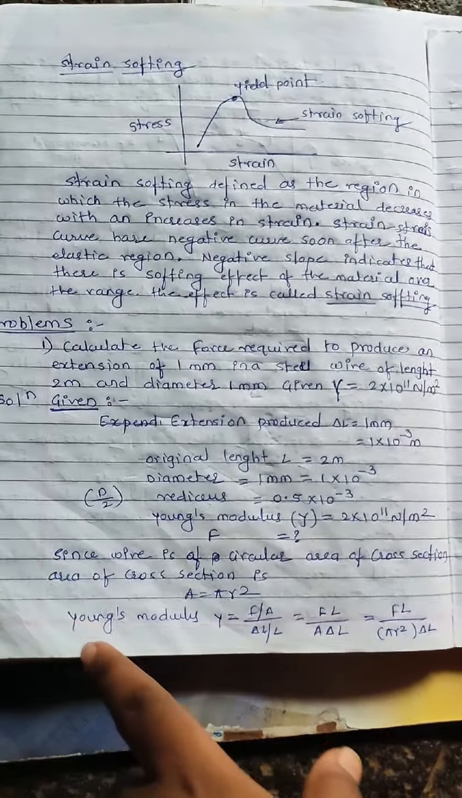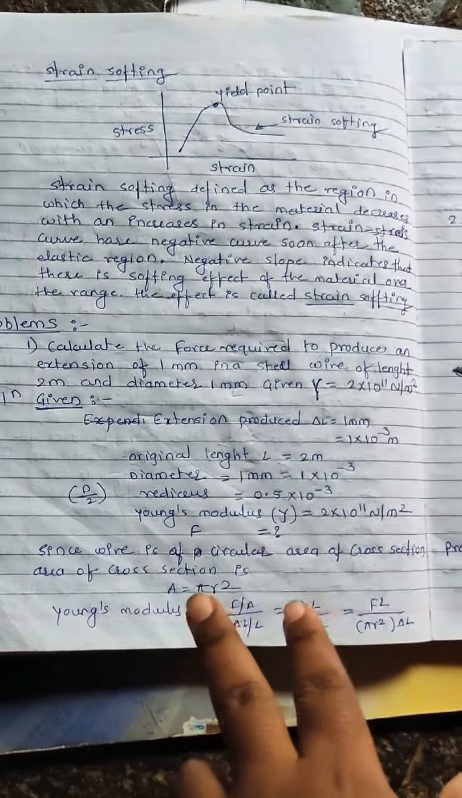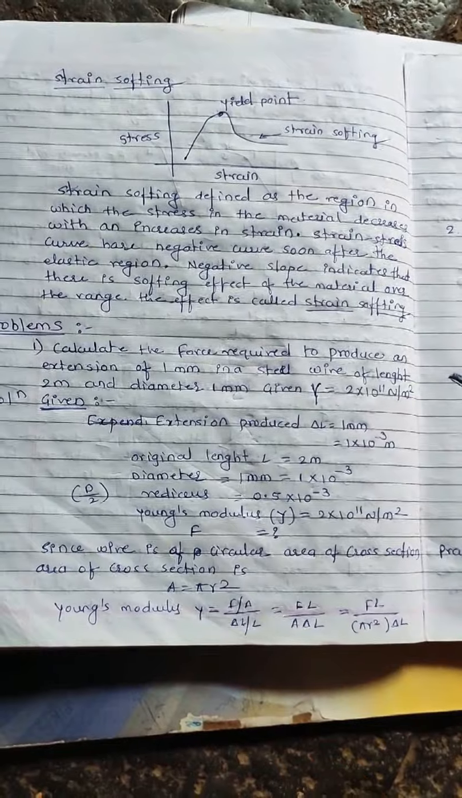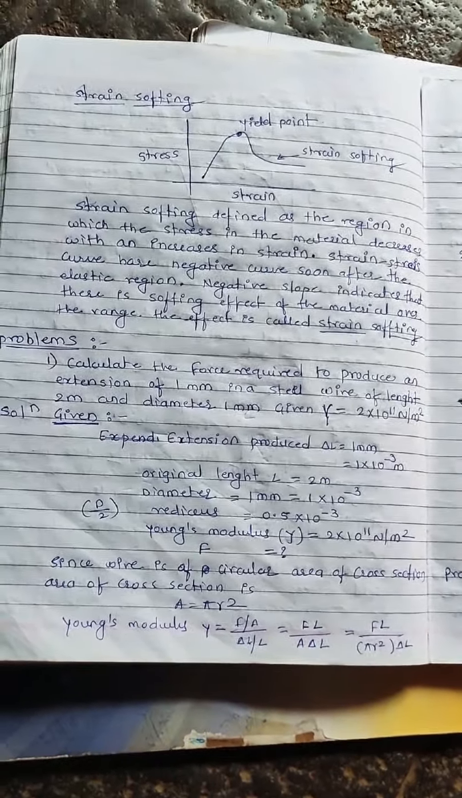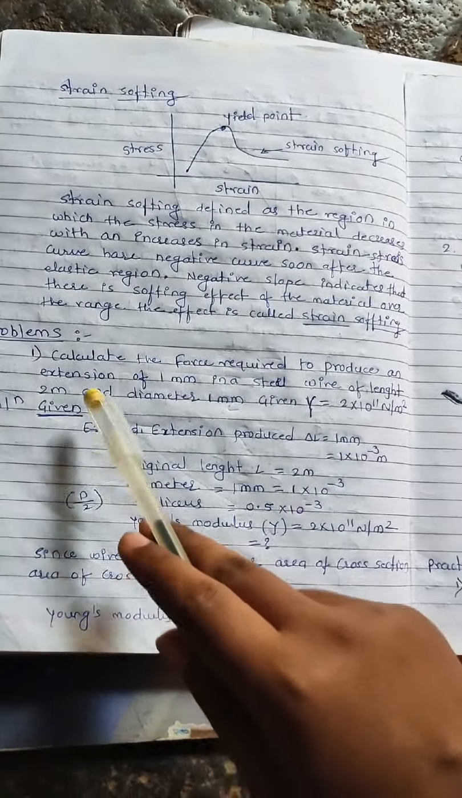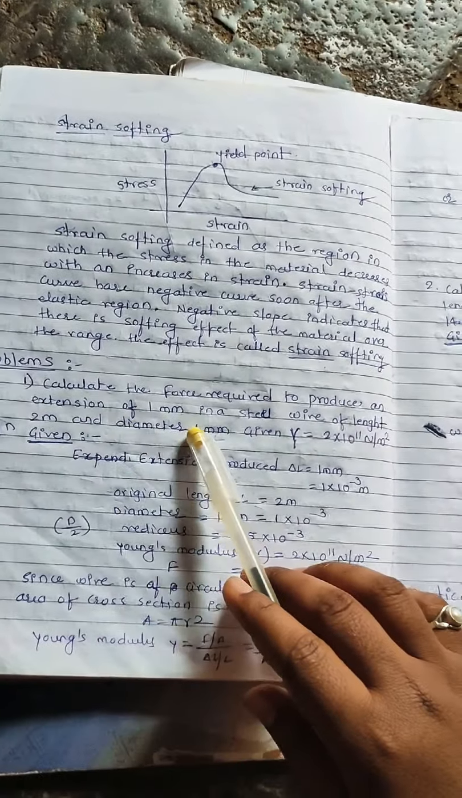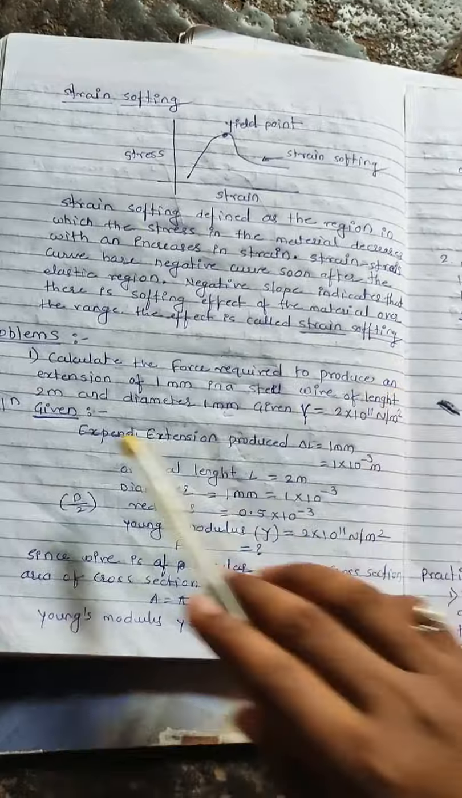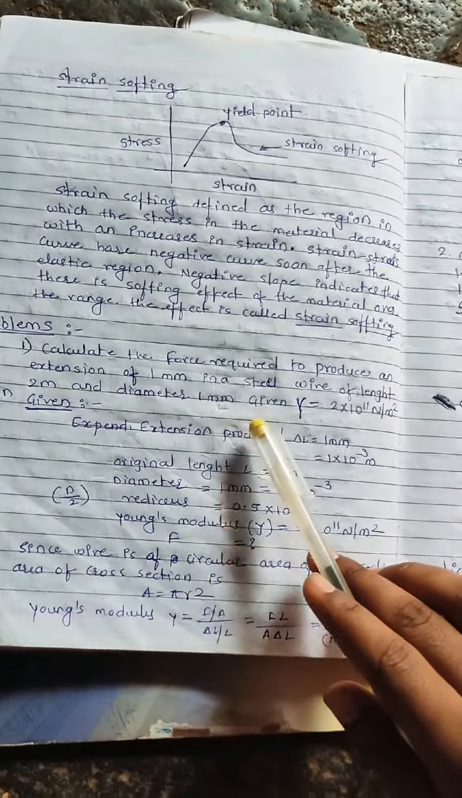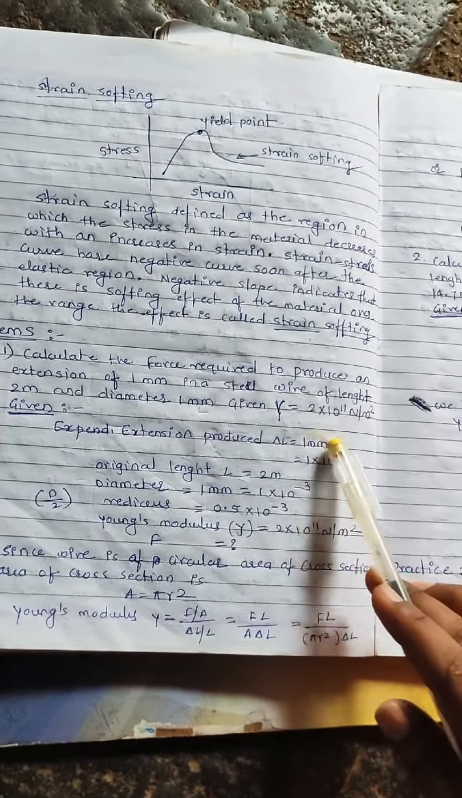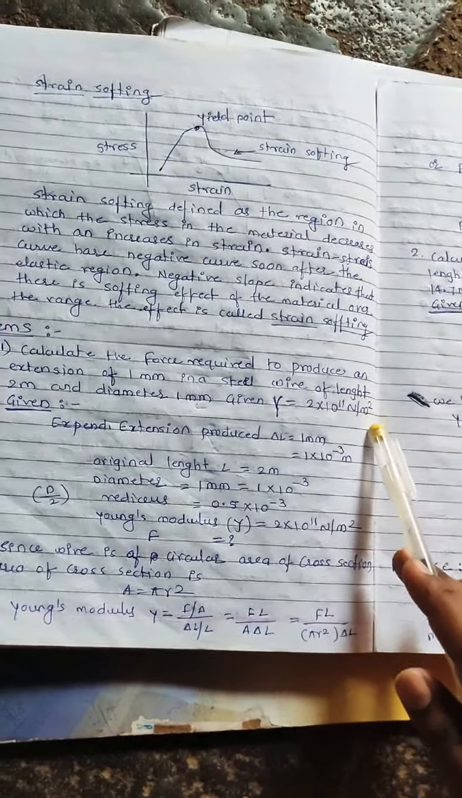We know the basic definitions of stress, strain, Young's modulus, bulk modulus and modulus of rigidity. Depending on that, we solve the problems. First one: calculate the force required to produce an extension of 1 mm in a steel wire of length 2 meter and diameter 1 mm. Given Young's modulus is equal to 2 into 10 raised to 11 Newton per meter square.